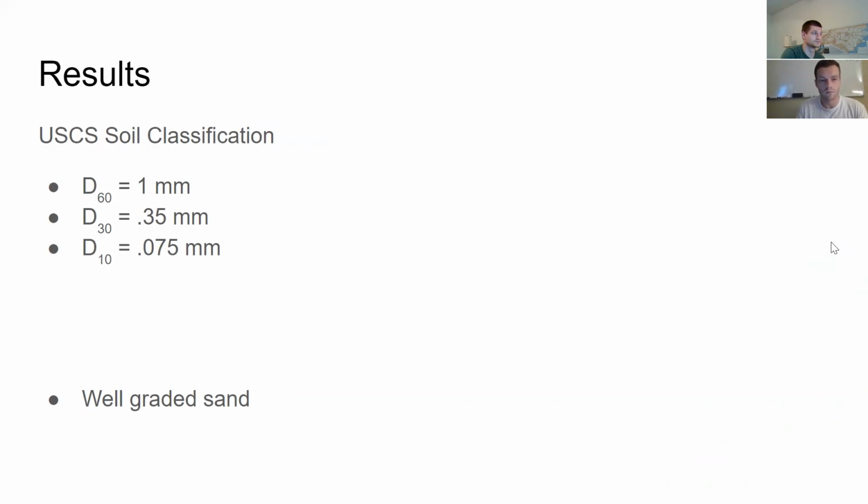Based off the previous grain size distribution chart, 60% of the soil passed 1 millimeter, 30% passed 0.35 millimeters, and 10% passed 0.075 millimeters. Using those in calculations, we determined that the soil was a well-graded sand.